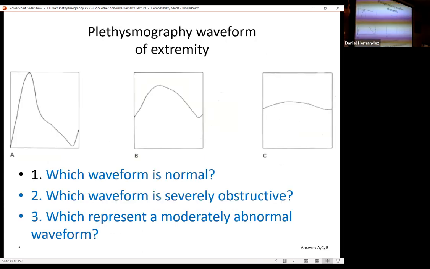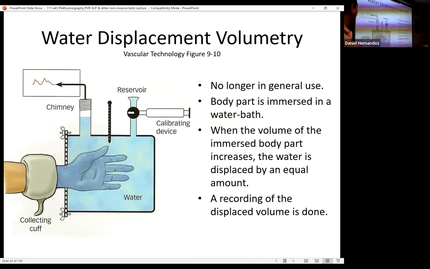Let's keep skipping. A is normal. B is mildly stenotic. C is bad. This would probably be like the first method that they developed, water displacement.